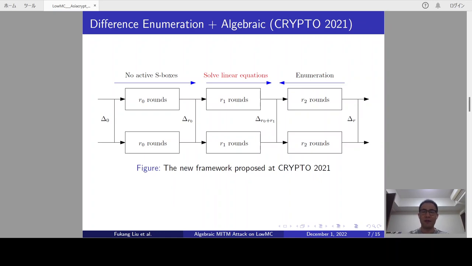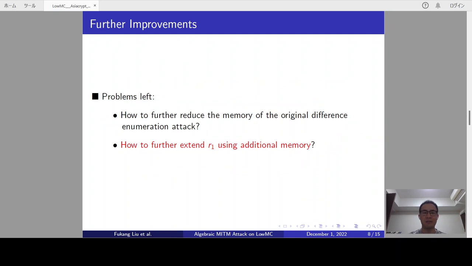To reduce the memory complexity, in Crypto 2021, an algebraic method was proposed. Different from the previous attack, for a given challenge, delta R0 plus delta R1, instead of trying to find a match from a huge pre-computation table, the attacker tries to solve a linear equation system to recover the difference transitions in the middle R1 rounds. However, the maximal value of R1 is limited in this attack.